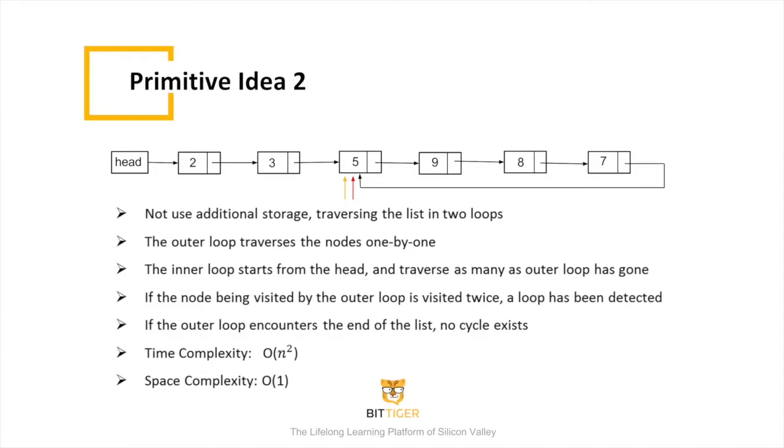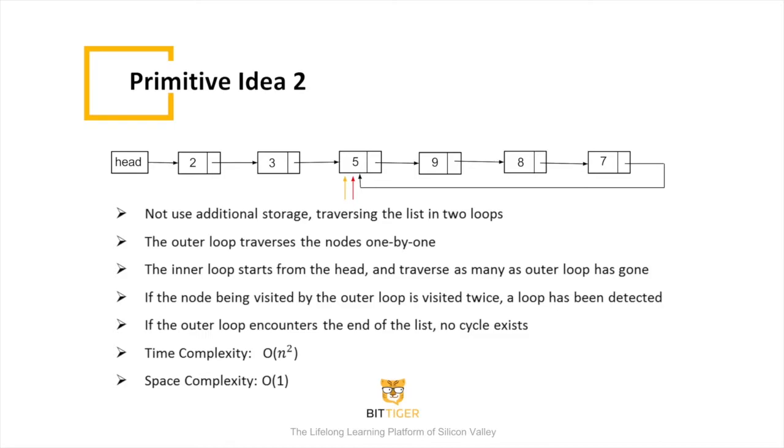Let's try another primitive idea without using additional storage. We could traverse the list in 2 loops. The outer loop traverses the nodes one by one. The inner loop starts from the head and traverses as many nodes as the outer loop has gone so far. If the node being visited by the outer loop is visited twice, a cycle has been detected. If the outer loop reaches the end of the list, there is no cycle.